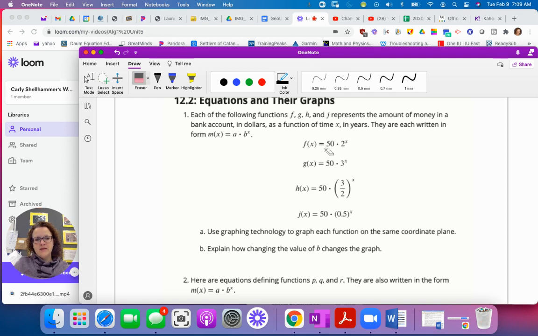F of x, my initial amount is 50. It looks like I'm doubling each year. Here I have an initial amount of 50 and I'm tripling each year. Here I have an amount of 50 and my growth factor is 1.5, which is equal to 3/2 each year. And here I have an initial amount of 50 and it looks like I'm decaying, getting smaller by 1/2 each year. So use graphing technology to graph each function on the same coordinate plane. Explain how changing the value of B changes the graph. Hold on, here A is the same in each one of them.